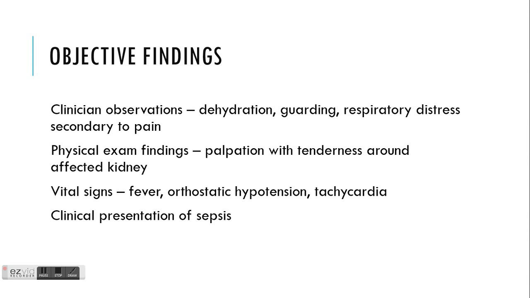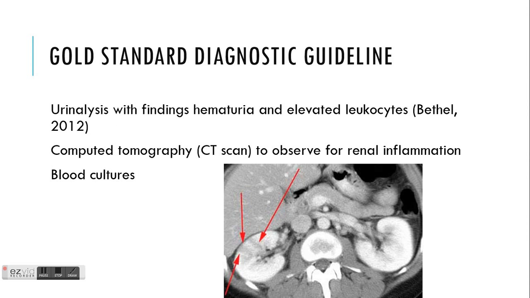Our gold standard diagnostic guideline, so this is what we're going to use every time to diagnose a pyelonephritis case. We're going to get a urine sample from the patient, and we would typically find blood and leukocytes in the urine on swabbing. Also, computed tomography or CT scan to observe for renal inflammation.